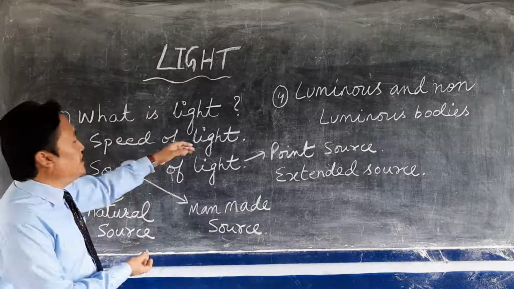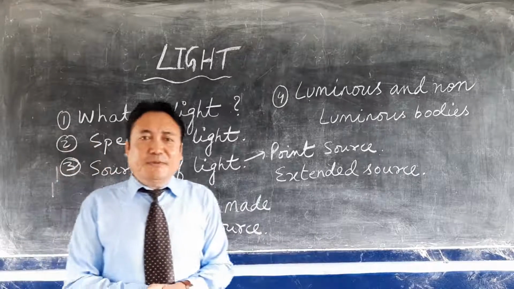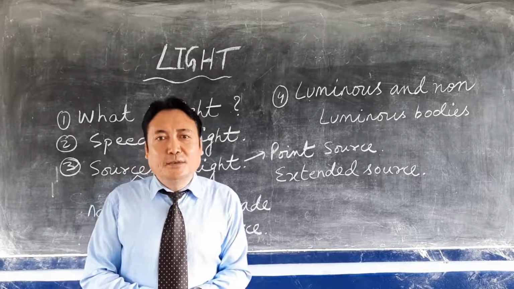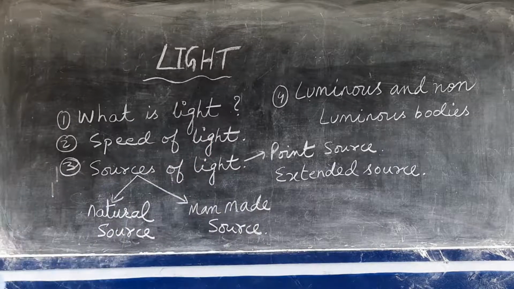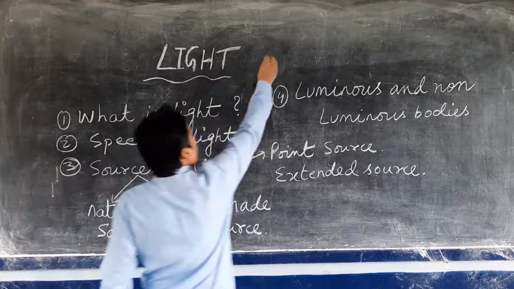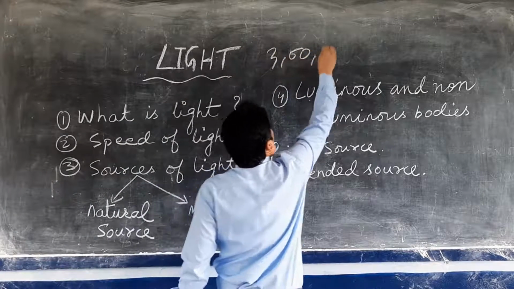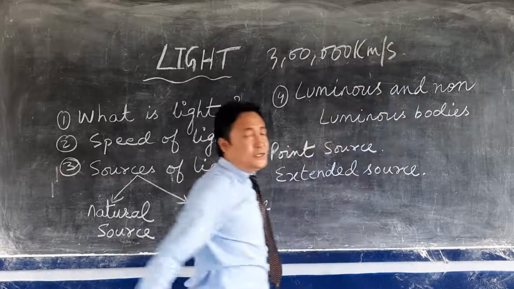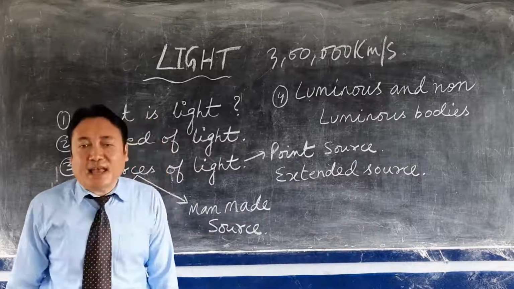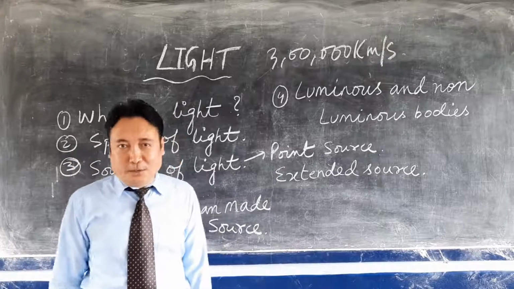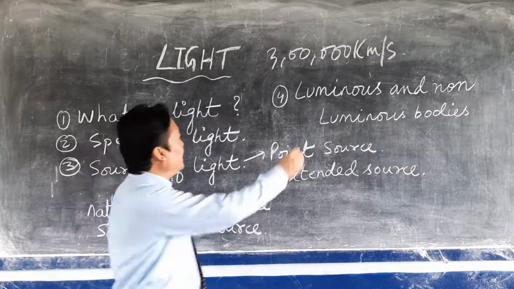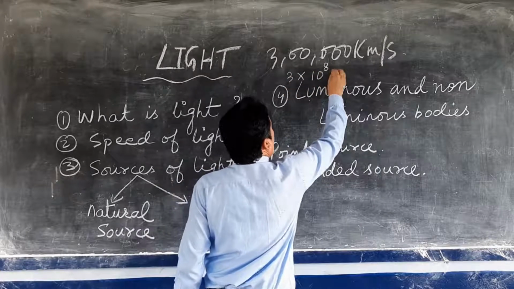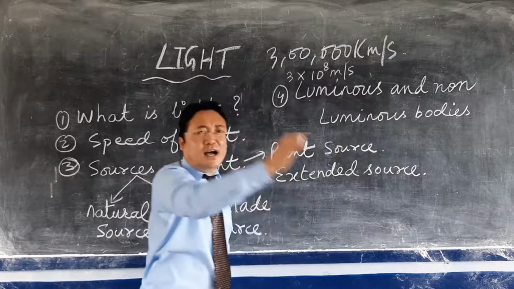Next comes the speed of light. The speed of light in vacuum is very high, that is 3 lakh kilometer per second. Or when we convert into meter per second, we can write 3 into 10 to the power of 8 meter per second, which is very huge.